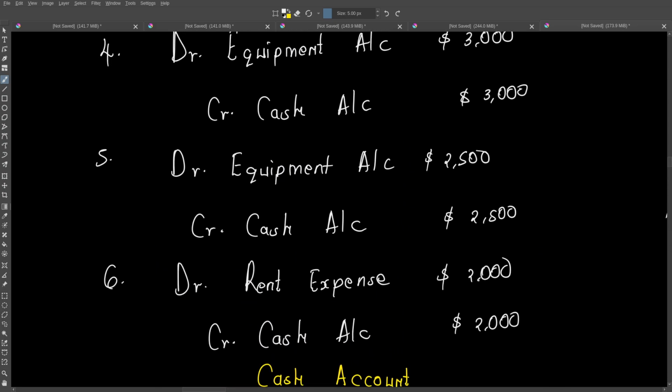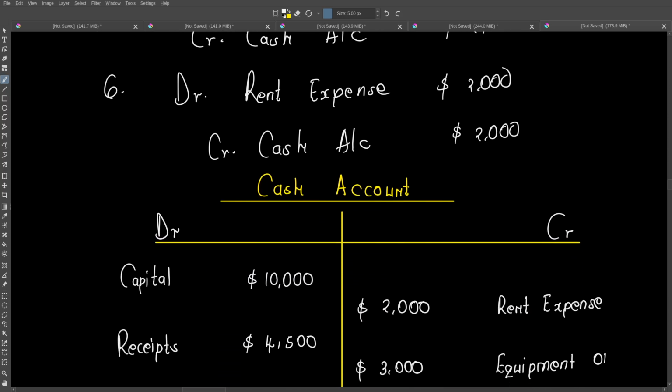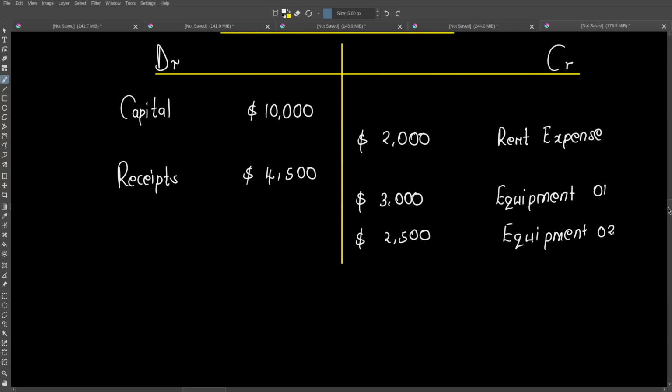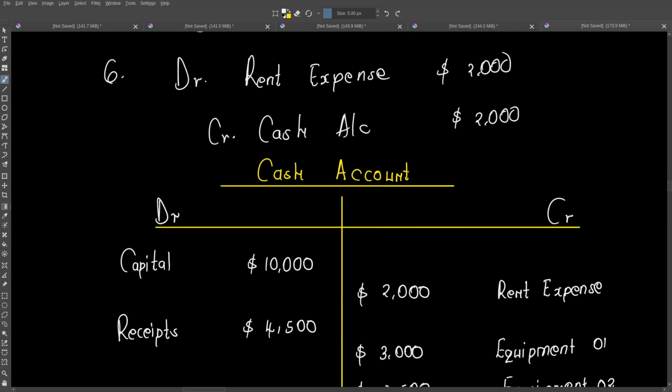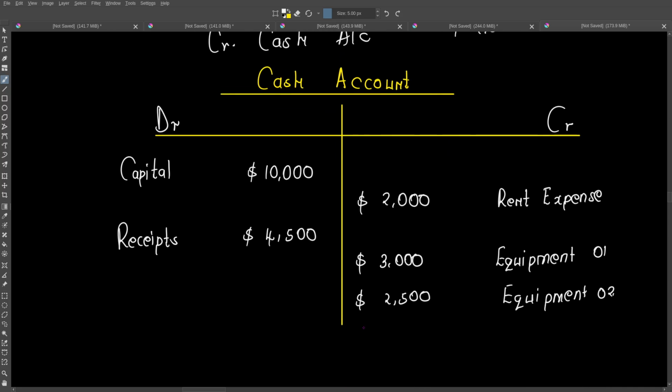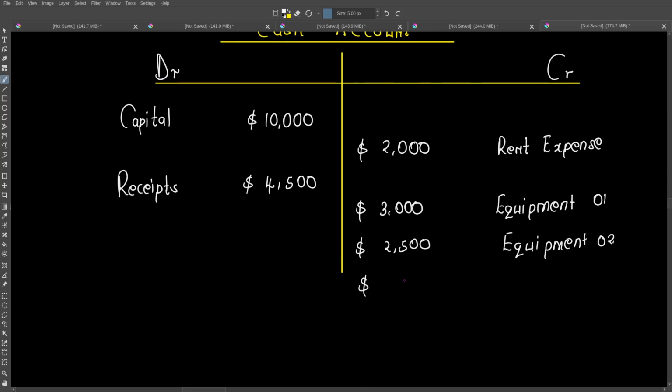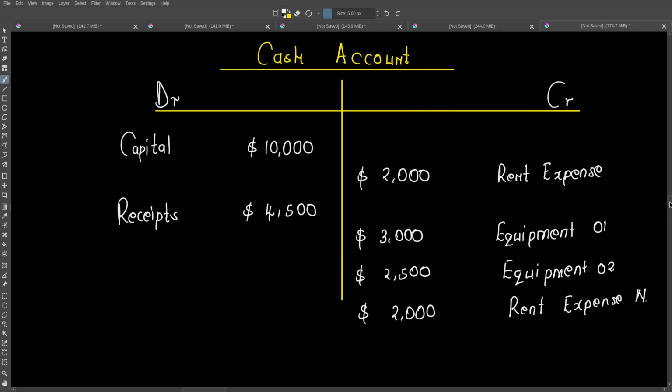Then we have payment of warehouse rent of $2,000. Again, that's another credit to the account. So we have a $2,000 credit for another rent expense, for the warehouse. So this is now how the cash account will look.